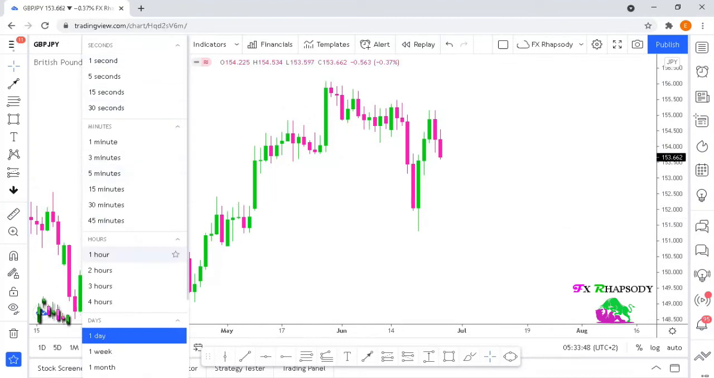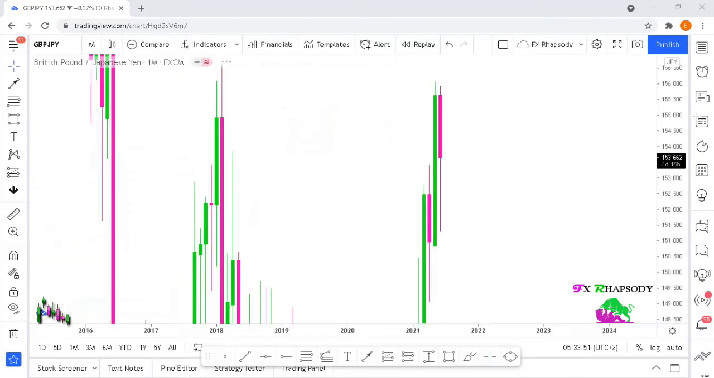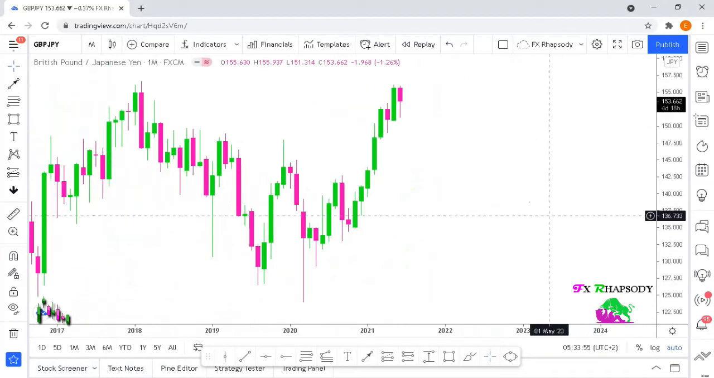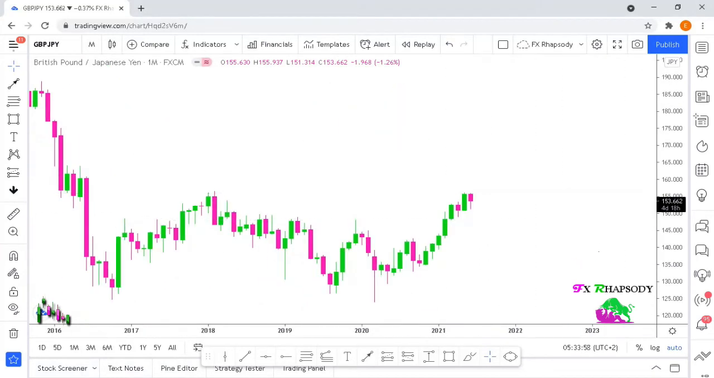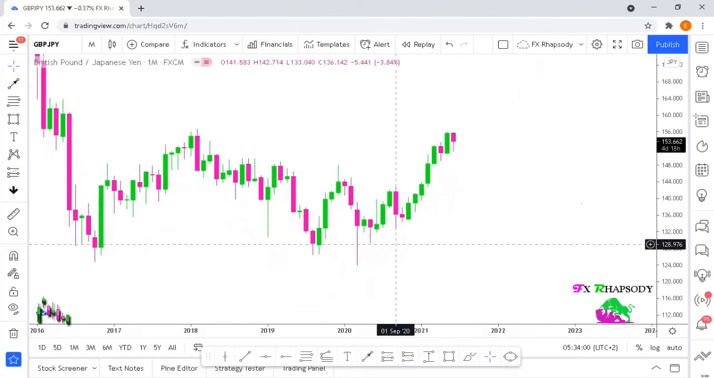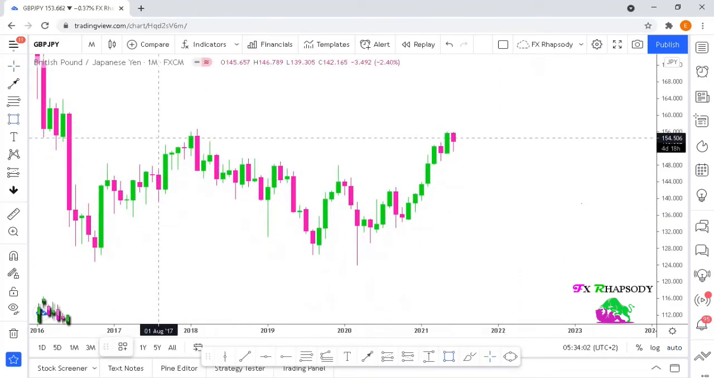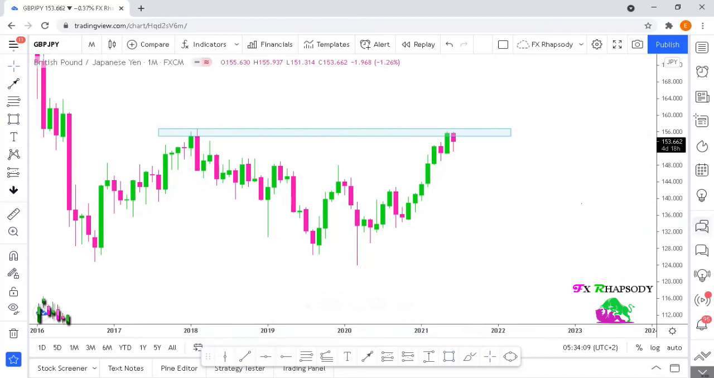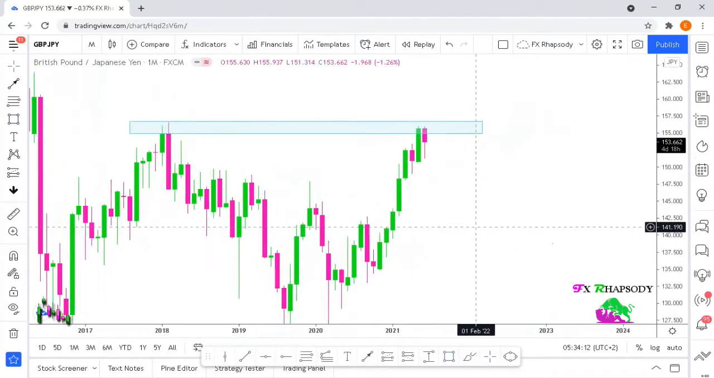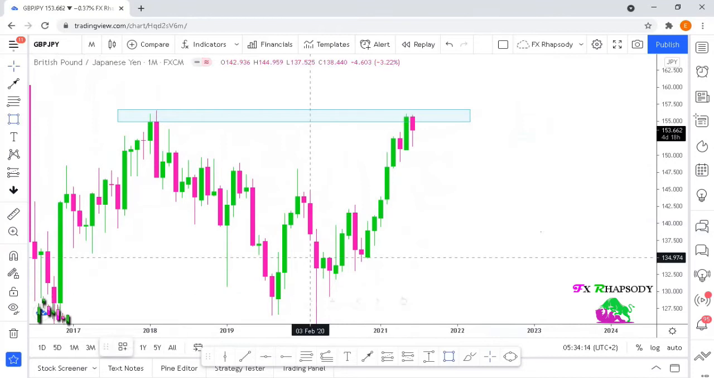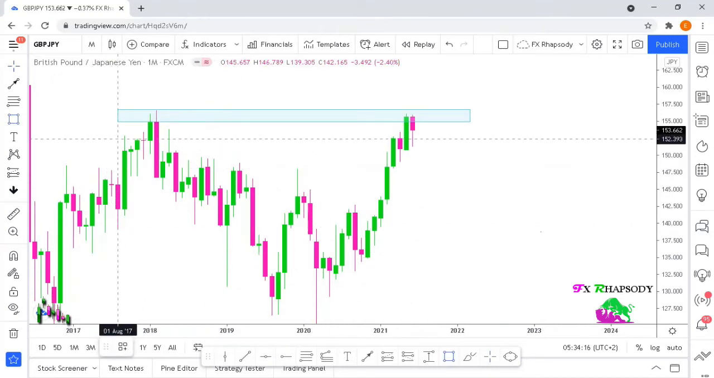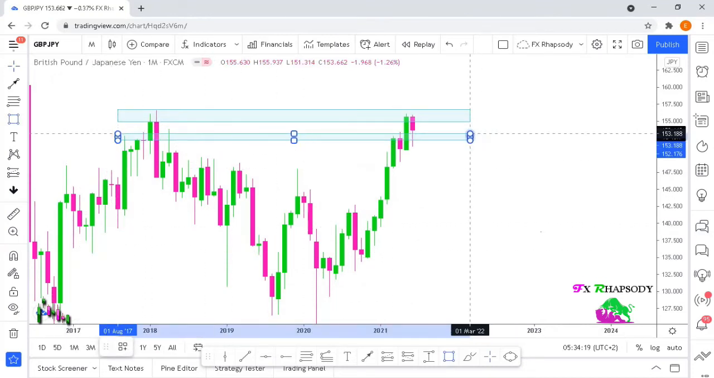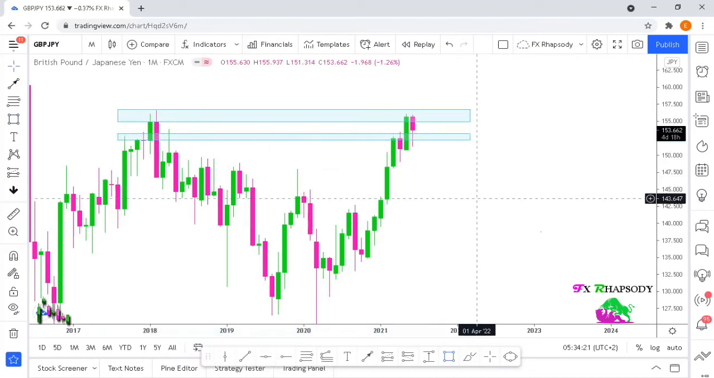Let's go to the monthly time frame. Let's just minimize it a bit. There we go, or expand it a bit, sorry. Okay, so we see the big resistance at the top here. Let me just expand a little bit. I want to show you guys something. We can also see this area here. So this area acted as a resistance as well.